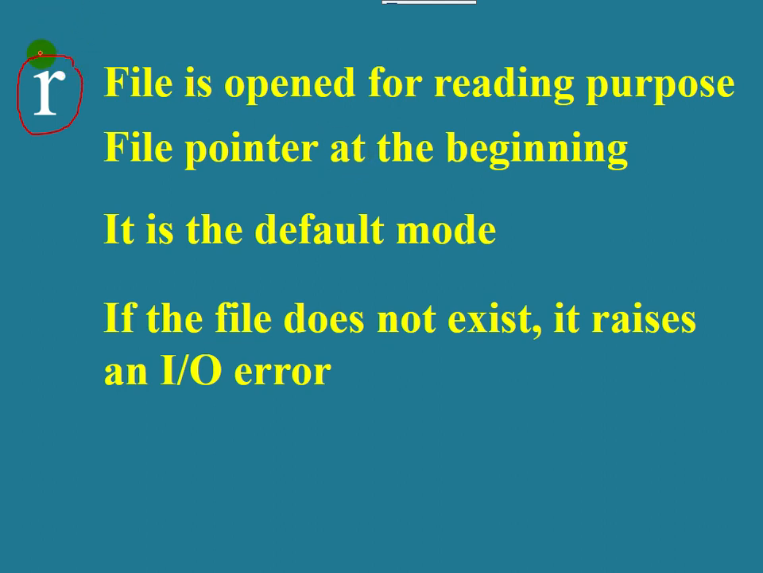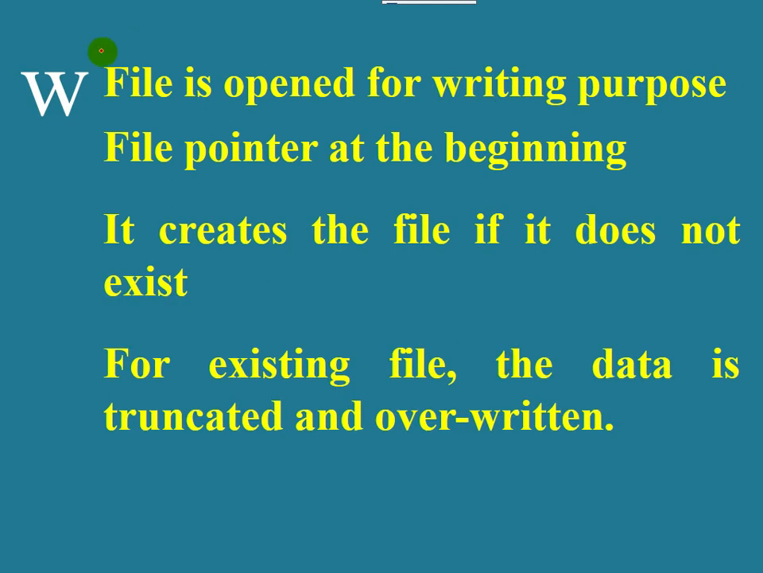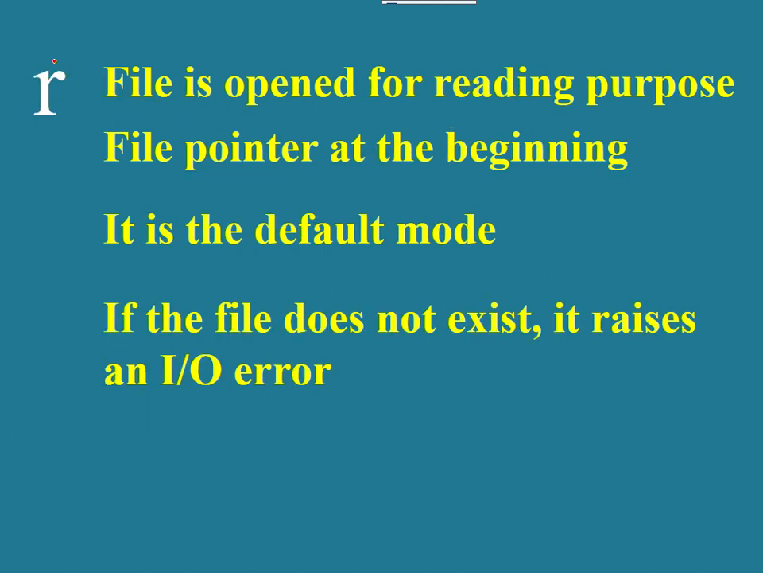Okay, and in the case of R mode, when you open a file for reading purpose, the file should be present in the computer. If it is not present, it's an error. Now W mode, the file is opened for writing purpose. When you open a file in W mode, the existing contents are deleted and the new data will be written to the beginning of the file. When you open a file in W mode, the file pointer is at the beginning of the file. Similarly, when you open a file in R mode, the file pointer is at the beginning of the file.